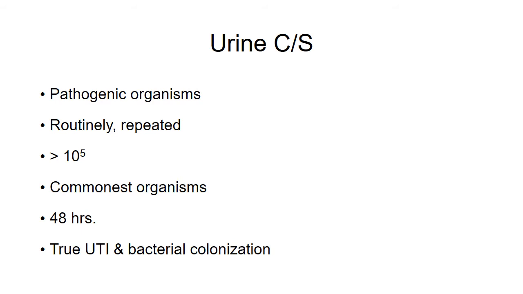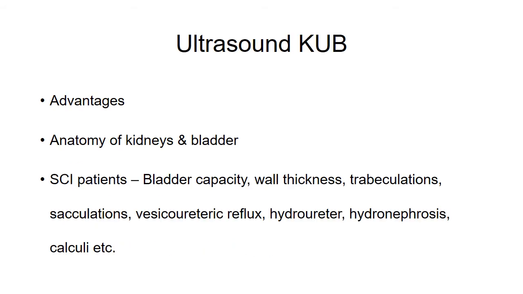Second one is there should be an increase in white blood cells in the urine, or pyuria. And third is there should be a new onset of signs and symptoms like cloudy urine, dysuria, frequency, urinary incontinence, hematuria, high fever with chills, increased spasticity, weakness, autonomic dysreflexia, etc.